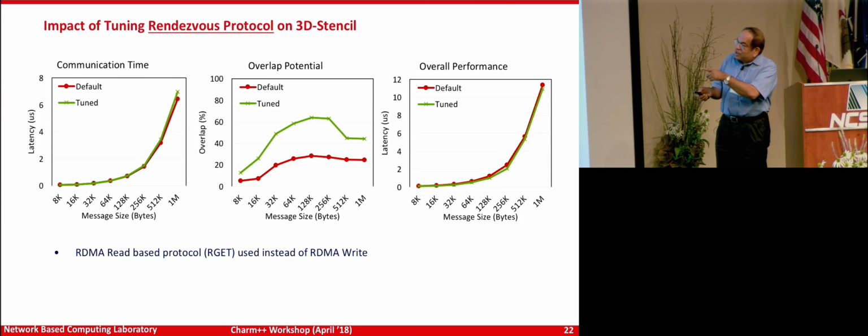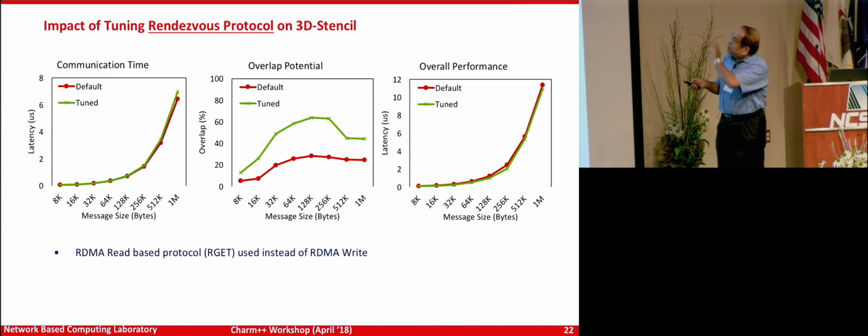So here our default MAP is put. We are trying to show you that the default is put and the tuned is, let's say, get. Somebody wants to change it. So now what happens, the overlap potential of get is higher than put. Because I have informed you and then you get the data from me, then I can start doing computation. So that has more overlap potential.